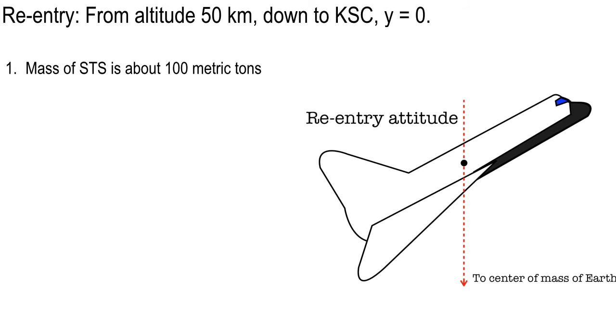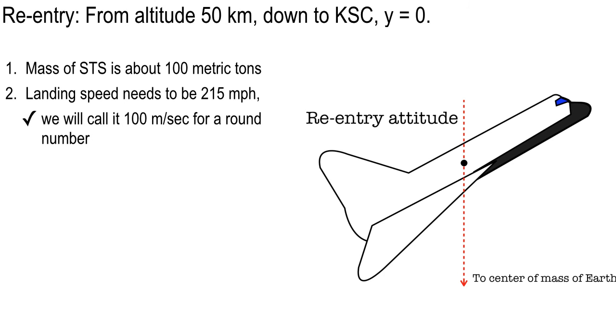Now the mass of the STS, the space shuttle, is about 100 metric tons, and we're going to work with that. The landing speed needs to be 215 miles an hour. That's pretty fast for a regular aircraft. I think regular aircraft land at about 100 miles an hour. But of course, the space shuttle has a really long runway, and it also has big parachutes, speed chutes at the back.